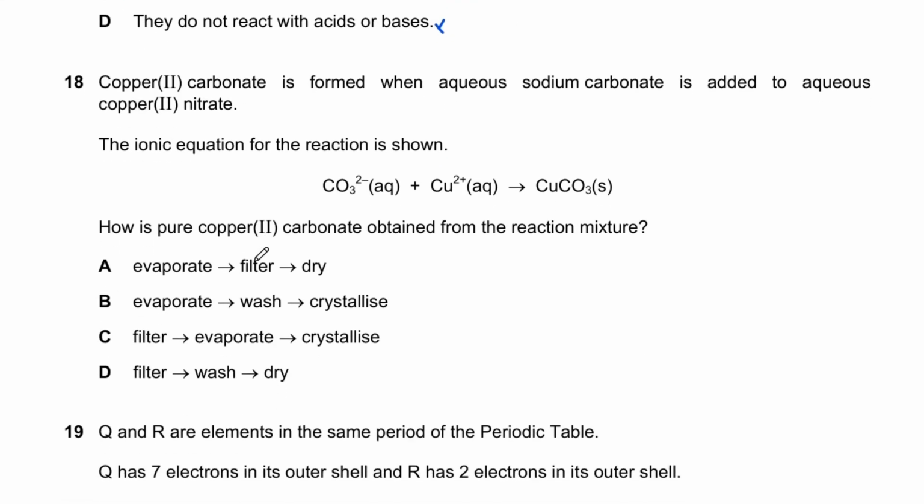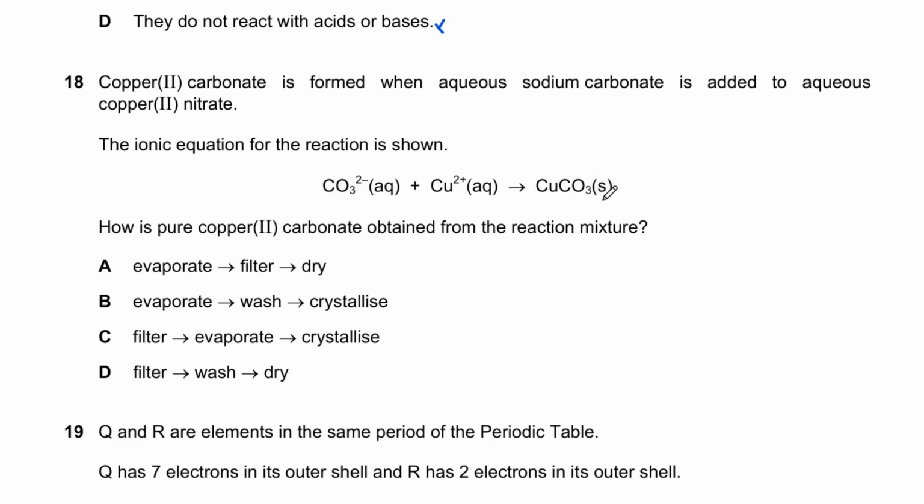Question 18. Copper(II) carbonate is formed when aqueous sodium carbonate is added to aqueous copper(II) nitrate. The ionic equation for the reaction is this. How is pure copper(II) carbonate obtained from the reaction mixture? We have options available. So copper(II) carbonate is a precipitate. Look at it. How do we know? Look at it, it is solid. Aqueous and aqueous will give us solid.